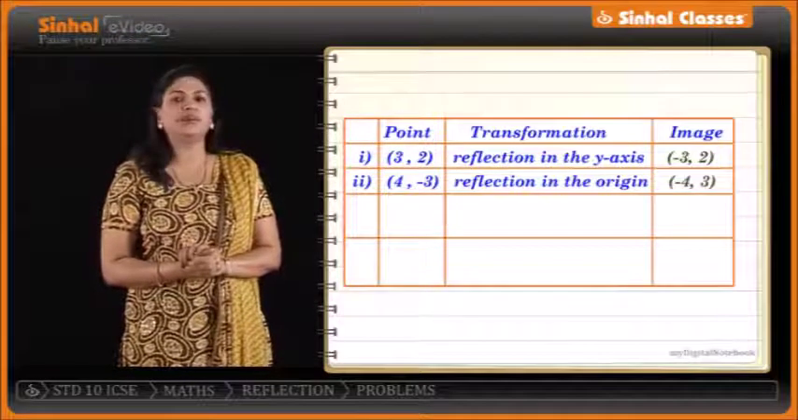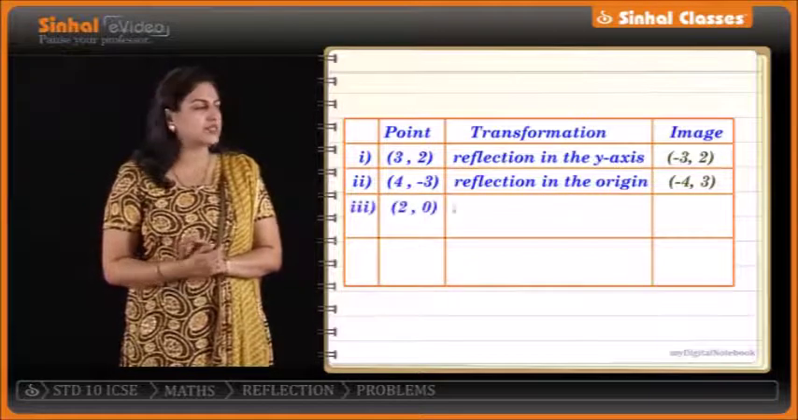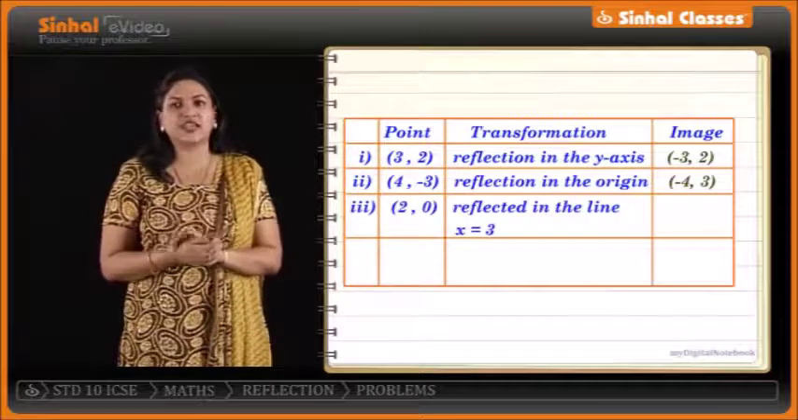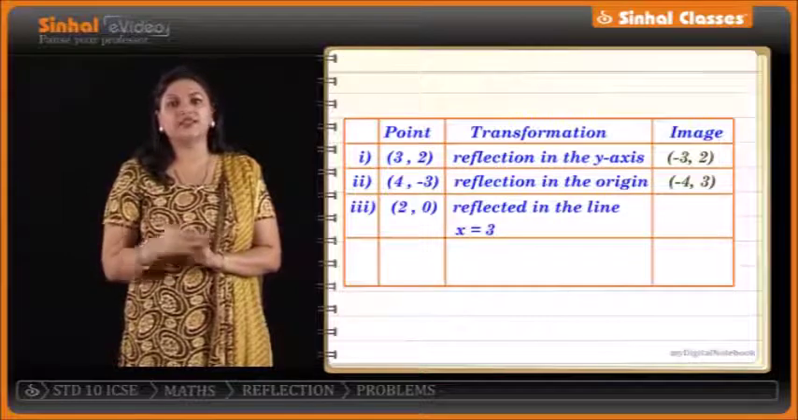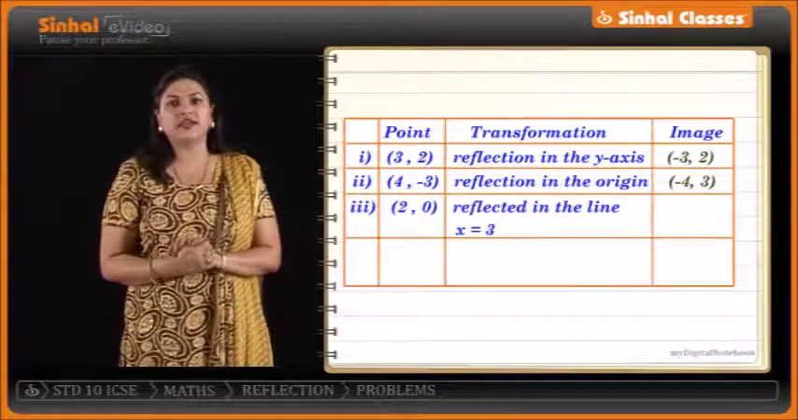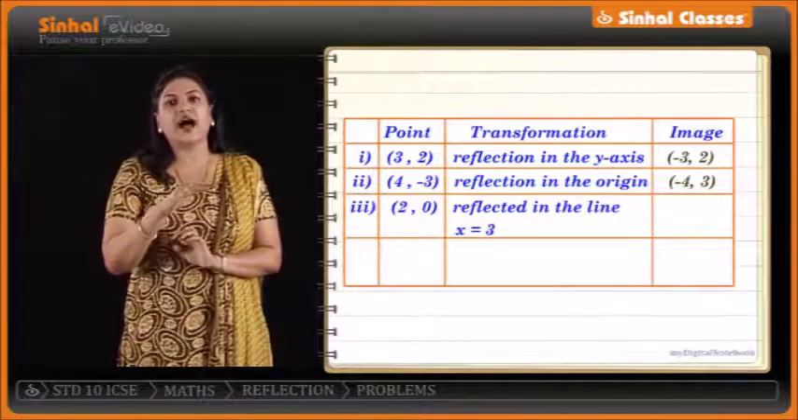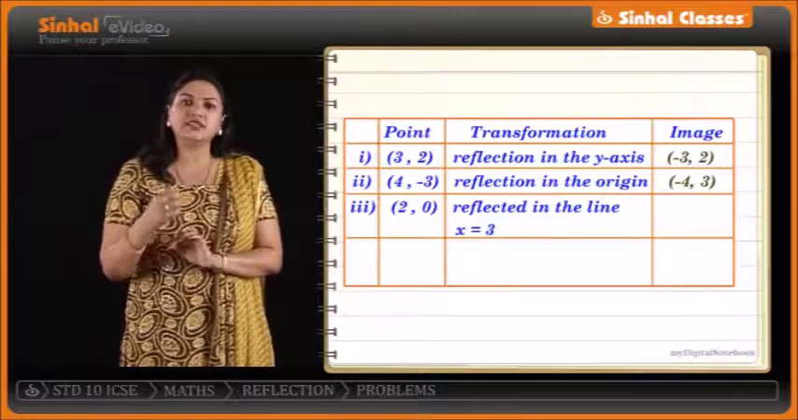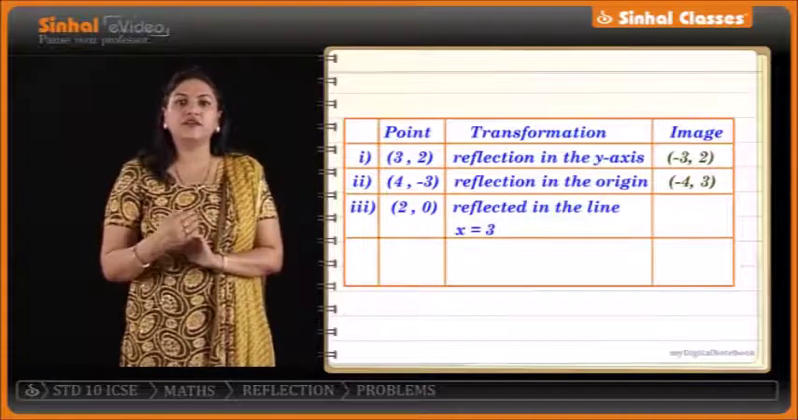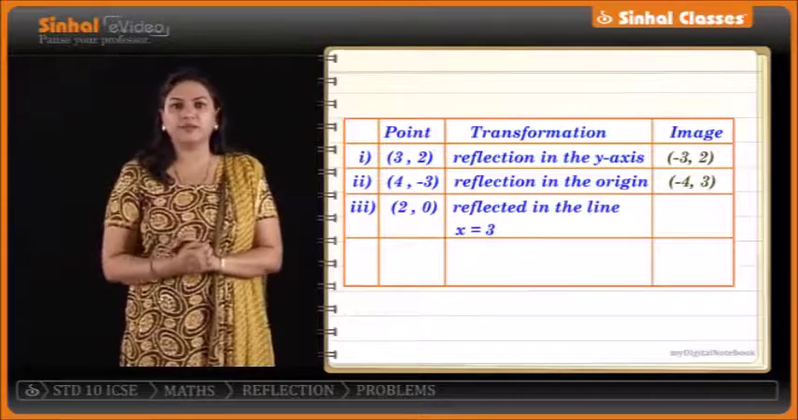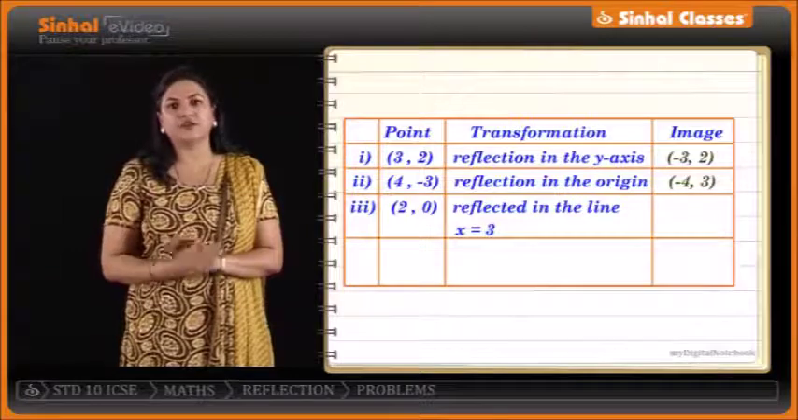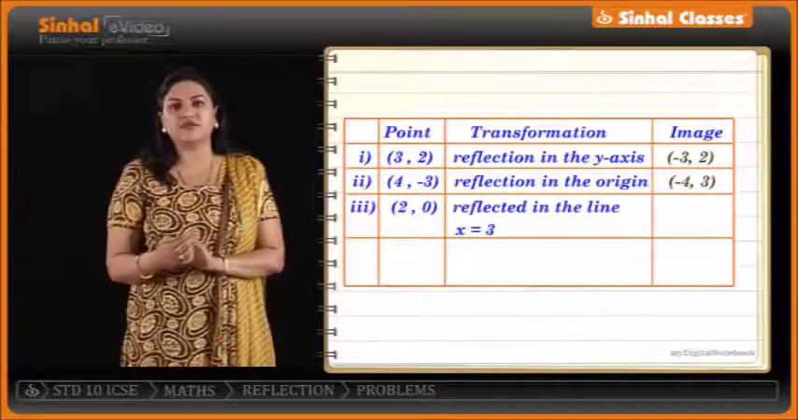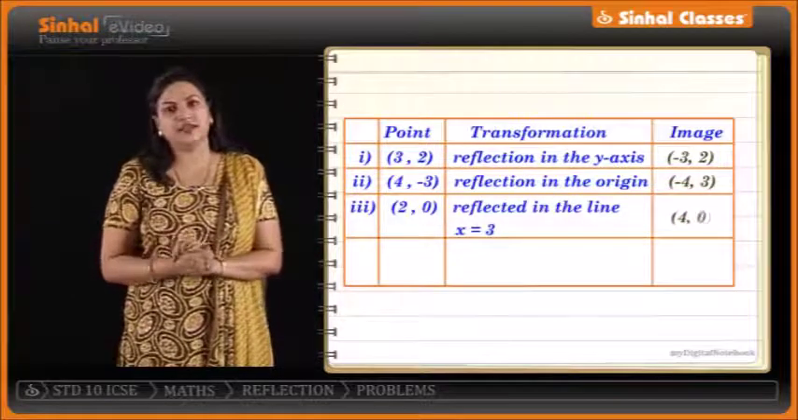Now the third point 2, 0. It is reflected in the line x is equal to 3. Here, in such a case, we must see what is the distance between the line and this point. The x-coordinate for the point is 2 and the equation of the line is x is equal to 3. So the difference between these two is 1 unit. So we must have the reflected point at a distance of 1 unit from the line but on the other side. So we will get the coordinates of the reflected point as 4, 0.